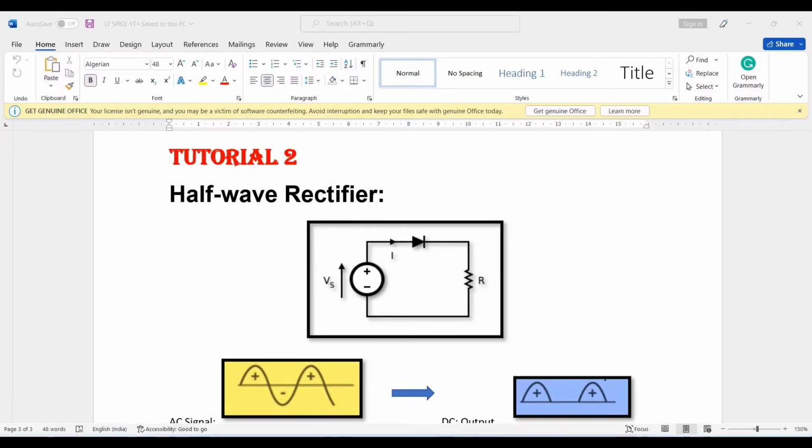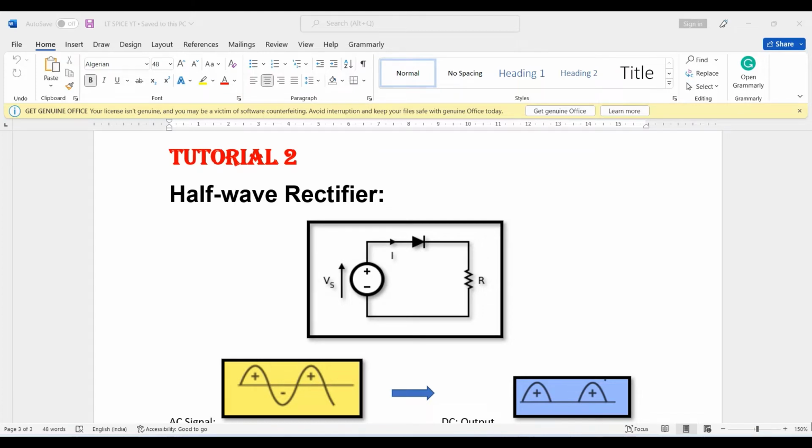Hello guys, today we'll be looking into tutorial 2, that is a half wave rectifier. So we are on the series of learning the software LTSpice. We'll be taking simple to complex circuits to implement on the schematic of LTSpice, and then learning what the waveforms are and what observations can be made from those waveforms, and how to run this tool. So today's topic is half wave rectifier.